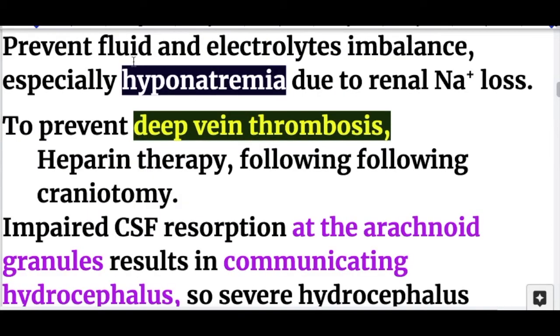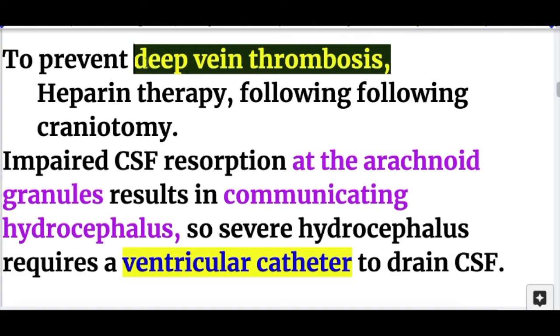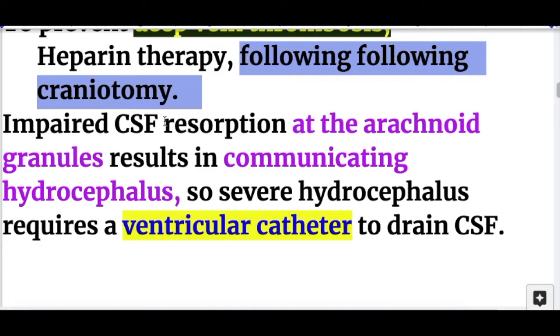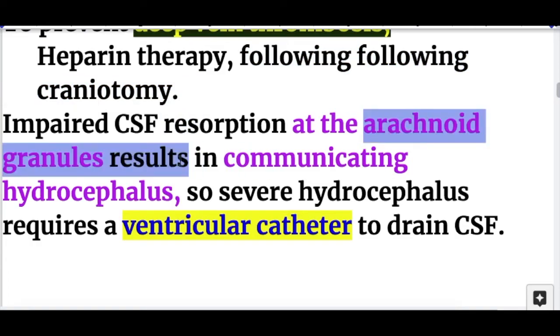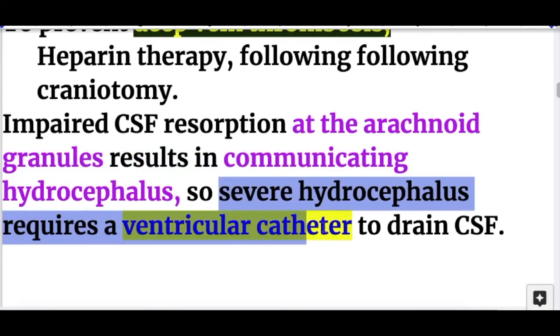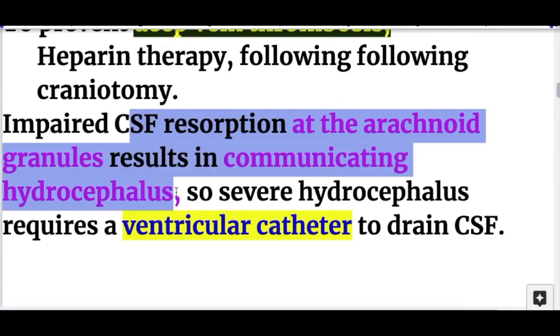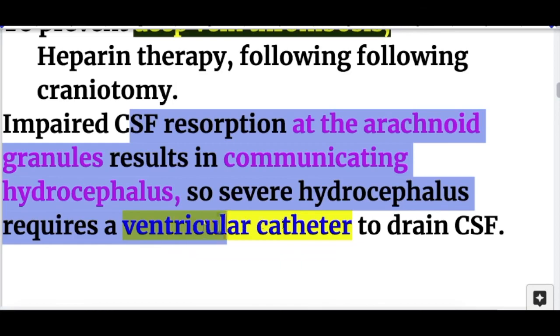Number 2, prevent fluid and electrolyte imbalance, especially hyponatremia, which occurs due to renal sodium loss in subarachnoid hemorrhage. A decrease in sodium causes hypovolemia. And to prevent deep vein thrombosis, heparin therapy is done following craniotomy. Impaired CSF resorption at the arachnoid granules results in communicating hydrocephalus, and severe hydrocephalus requires a ventricular catheter to drain the CSF. So inability to reabsorb CSF from arachnoid granulations causes communicating hydrocephalus, which is treated by ventricular catheterization.